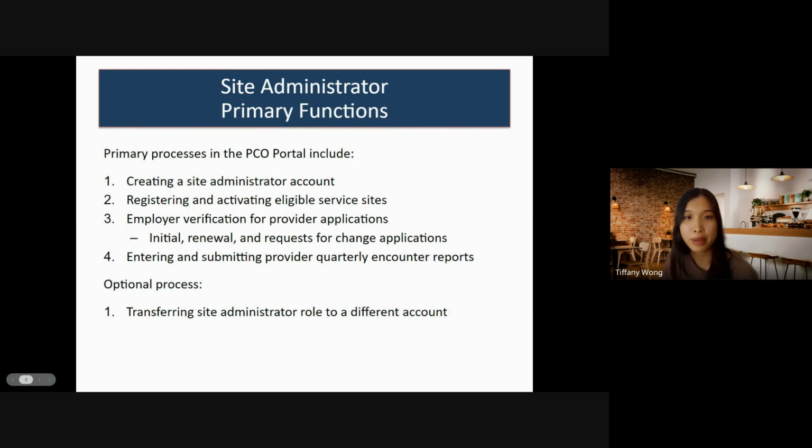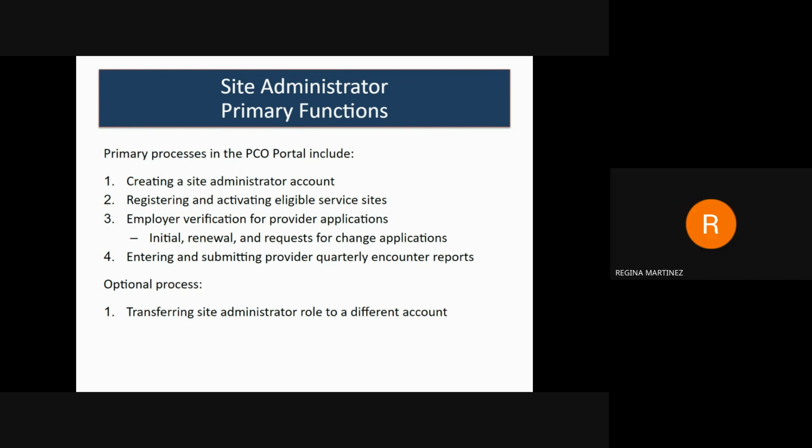So there are a few primary processes we'll be going over today in this training. We'll be going step by step on each of these processes, and then we'll take you through an additional process that will be optional depending on your situation. So we'll be going over creating a site administrator account if you don't have one currently, and then registering and activating eligible service sites.